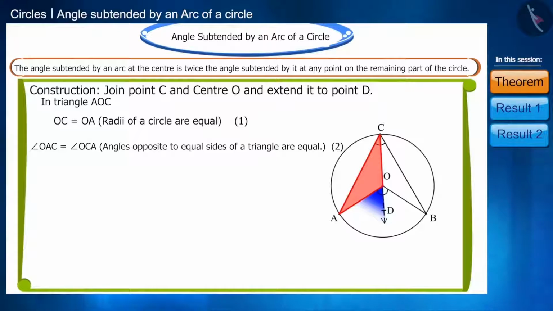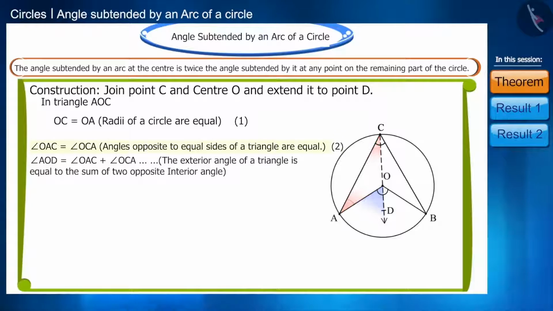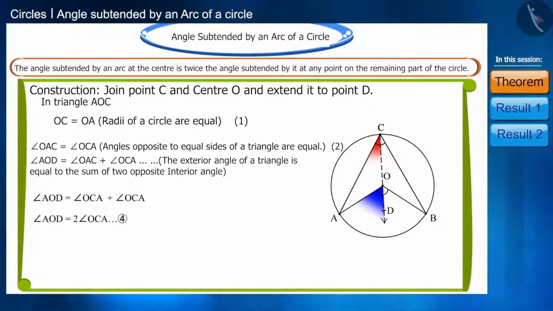Friends, angle AOD is the exterior angle of triangle AOC. That's why we can write the angle AOD as equal to the sum of these 2 angles. We can write the angle OAC as OCA. We get angle AOD as equal to twice the angle OCA.